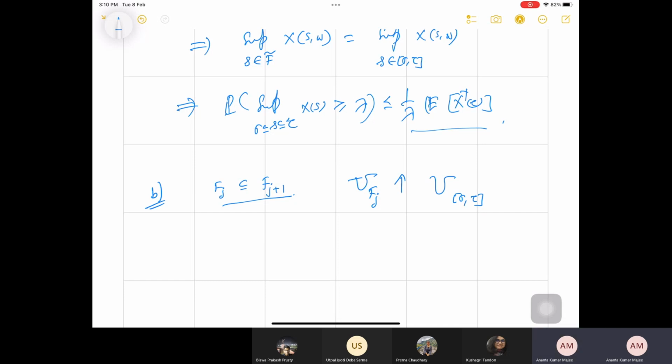So U of F_j, and F_j is a subset of F_{j+1}, hence U of F_j is less than or equal to U of F_{j+1}. As random variables, they are increasing. So U of F_j is increasing to U of [sigma, tau], which is nothing but the number of upcrossings of my stochastic process X_t restricted on the sample path, t belonging to [sigma, tau]. Is it not?